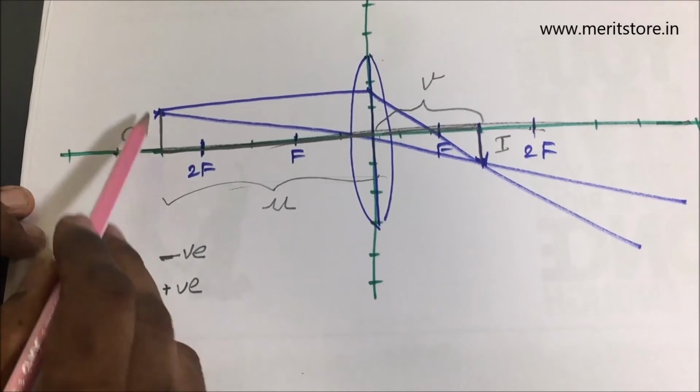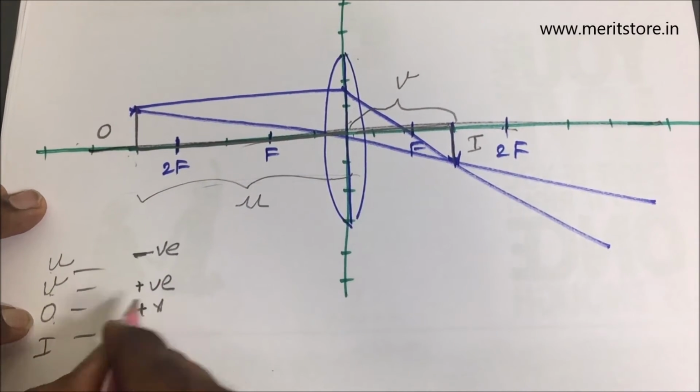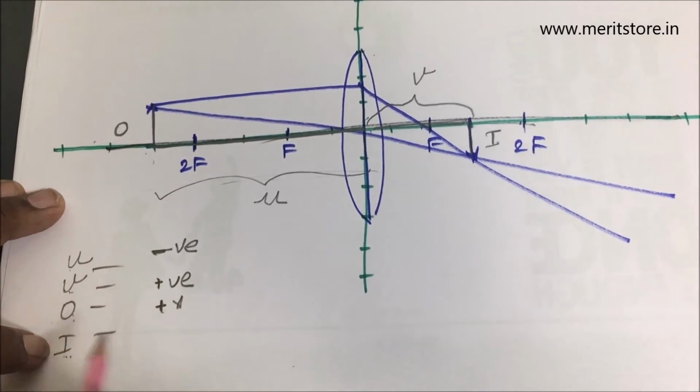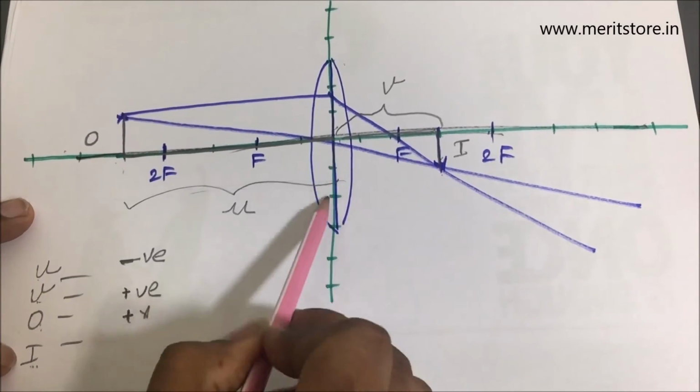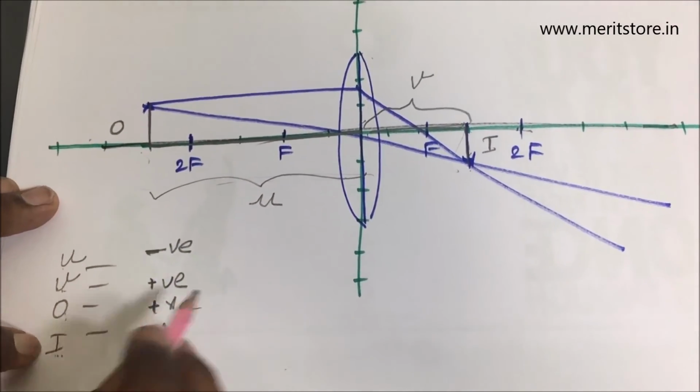What is O? O is height. Therefore, for height I will refer to the y-axis. Therefore, it is positive. What is I? I is the height of the image. Height, therefore y-axis. This is below. Therefore, I'll refer over here. Therefore, it is negative.